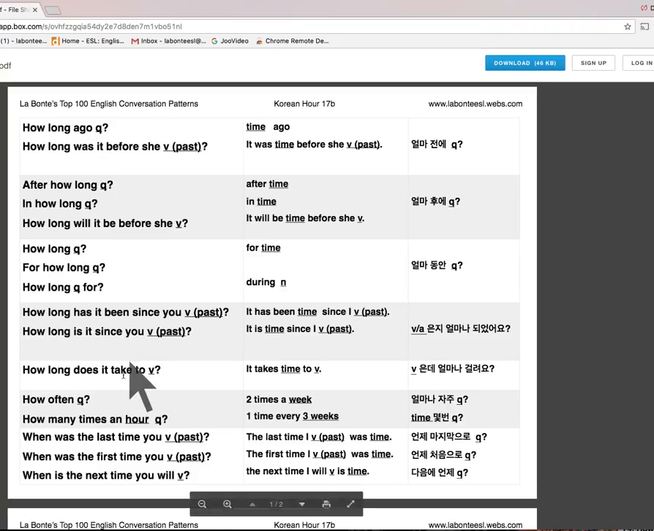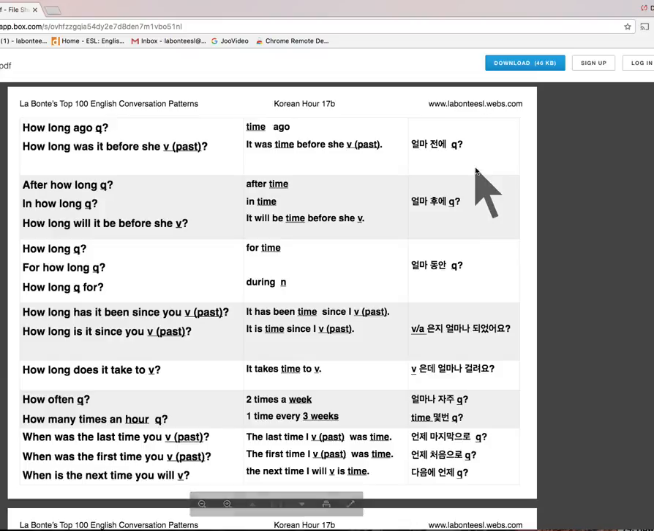Now, one thing here is after I did my lessons, I began to realize that sometimes how long ago and how long was it before she came? How long ago did she come? It's the same. But also with this, how long will it be before she comes? But in fact, how long ago and after how long and in how long are the most used, so I mostly review those with the students. And if they're real go-getters, they can also learn this. But initially, I only teach how long ago, after how long, in how long, and I leave this one and this one alone. These are simply the Korean patterns.